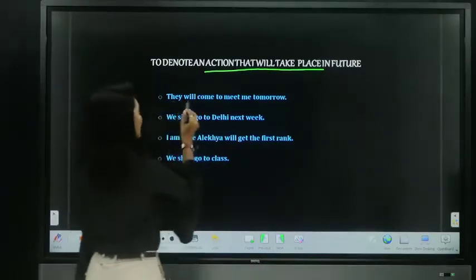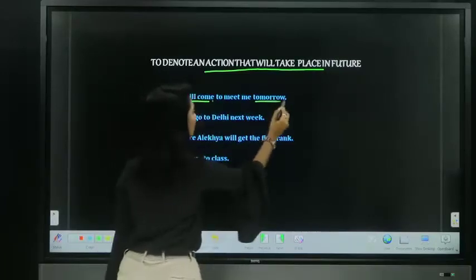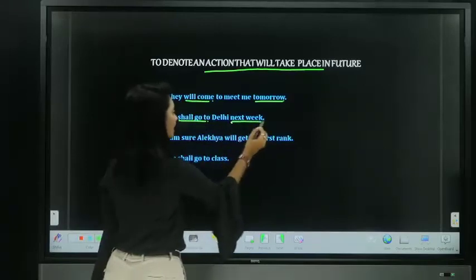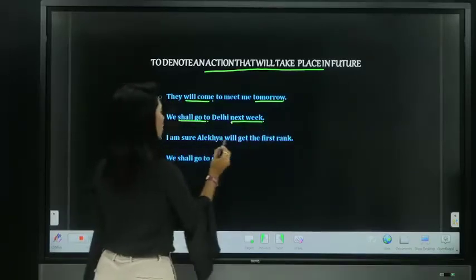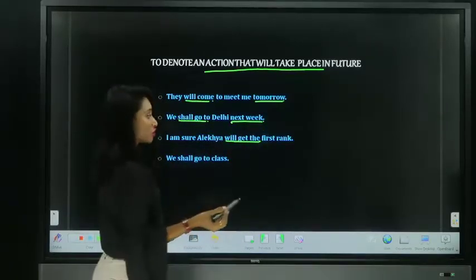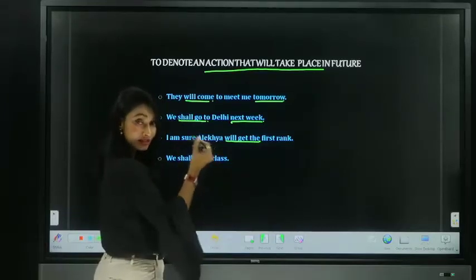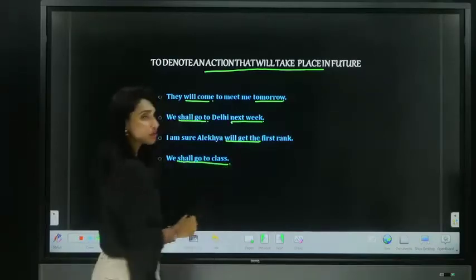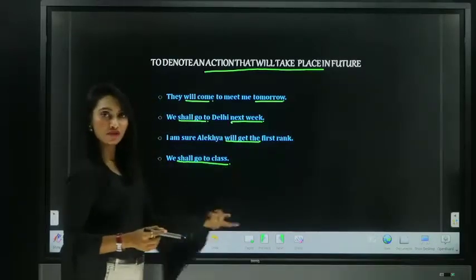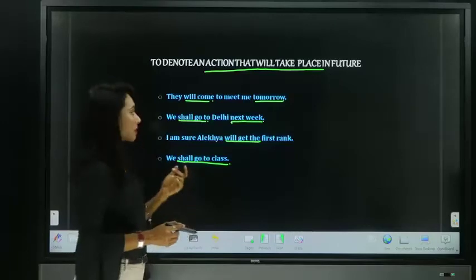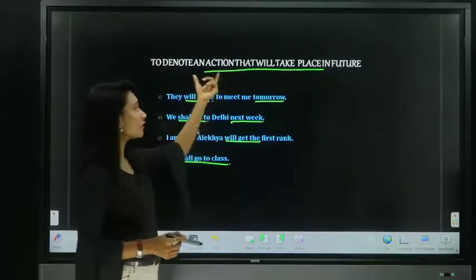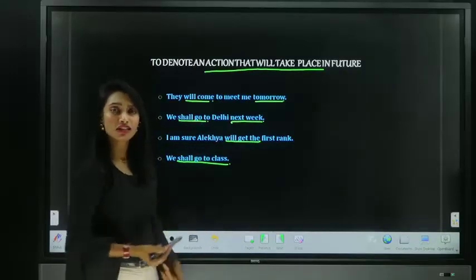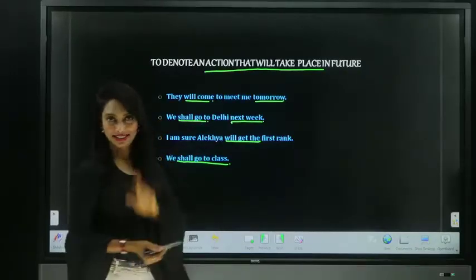For example, they will come to meet me when? Tomorrow. We shall go to Delhi when? Next week. I'm sure Alekia will get the first rank. Implicit. That means exam completed and we are waiting for the result. We shall go to class. Implicit. Action for the future. So remember, generally simple future is used to denote action that will take place in the future. That is our second usage.